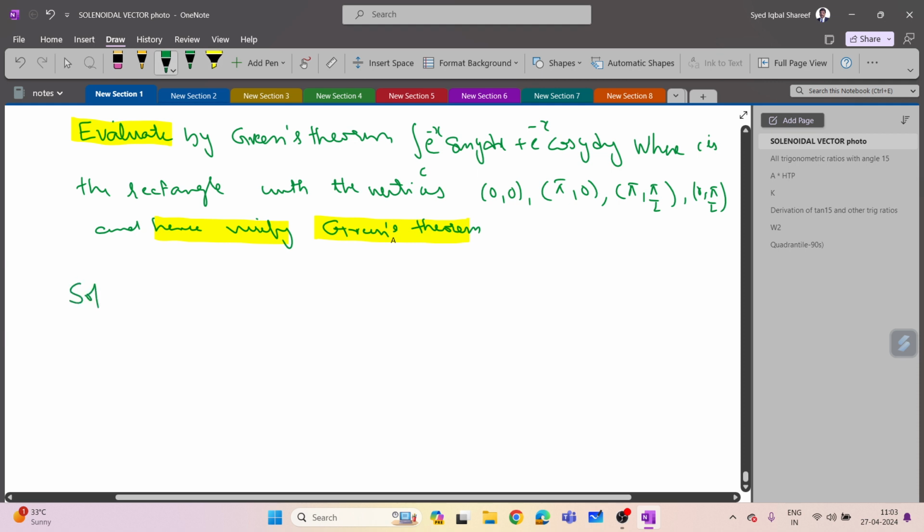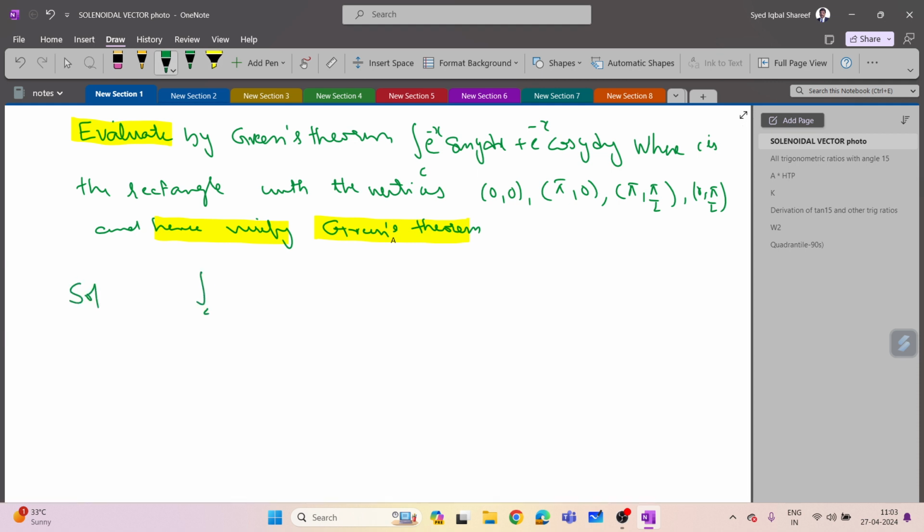So what is the statement of Green's theorem? The integration taken over the curve of M dx plus N dy equals the double integral of dou N by dou x minus dou M by dou y dx dy taken over the surface. This is the proof we are doing and we are comparing with this.